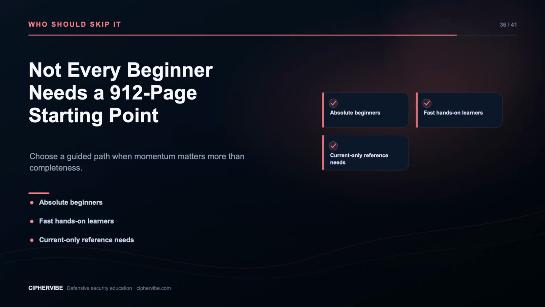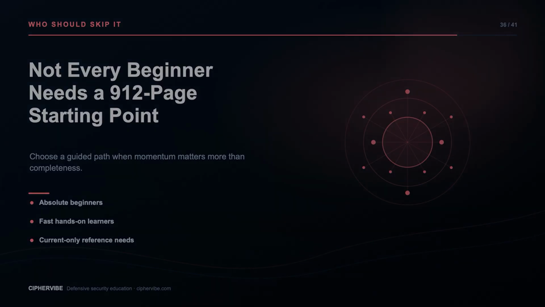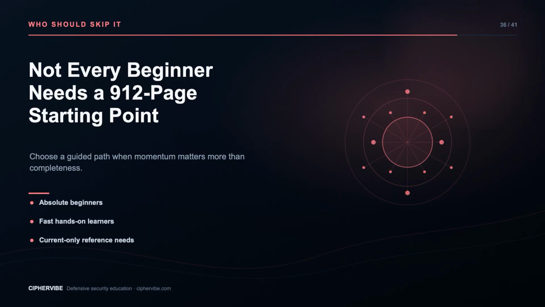Skip or postpone it if 912 pages will stop you from starting, if you learn mainly through short guided labs, or if you need a current technology reference. Begin with a structured academy learning path and return to the book when you want deeper methodology and historical context.